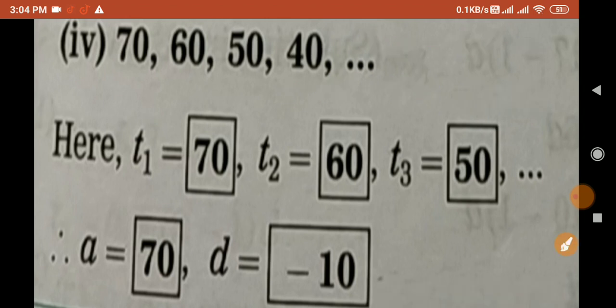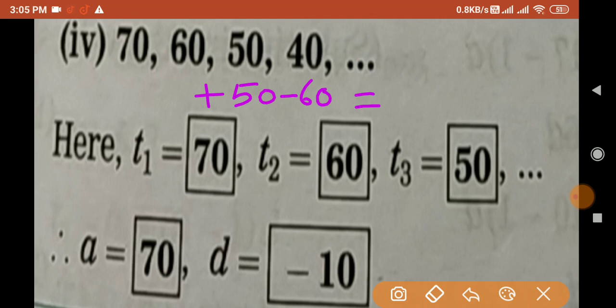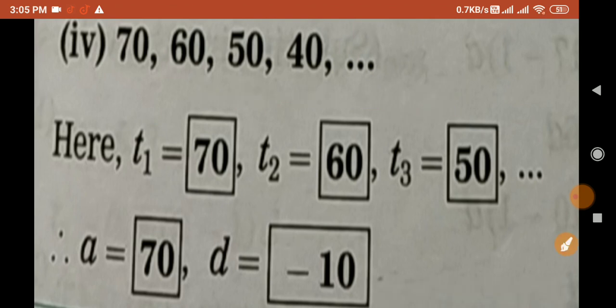Understand? Then see T3 minus T2. T3 is equal to 50. T2 is equal to 60. Again plus minus, the answer has the sign minus. And here the process of subtraction is done. 60 minus 50 is equal to 10. Therefore we get the answer equal to minus 10. Understand? Therefore we write the common difference D is equal to minus 10. Understand, student? Thank you.